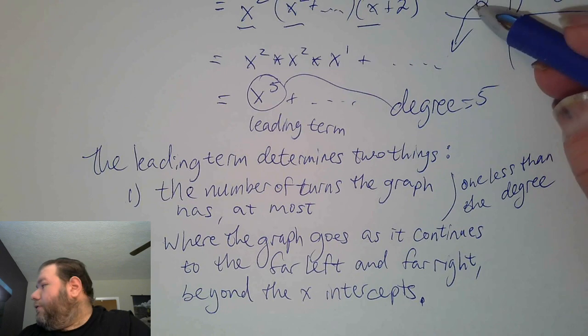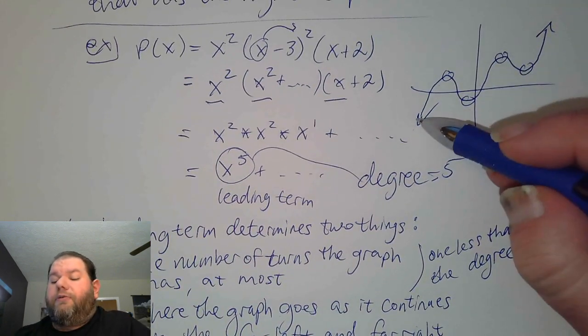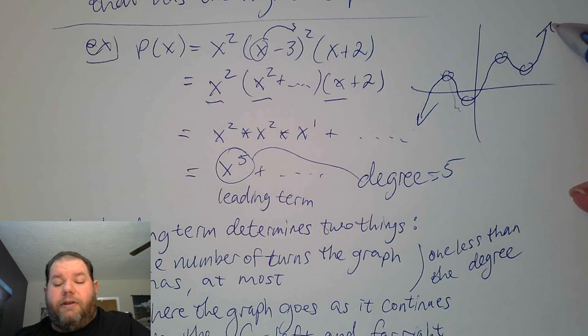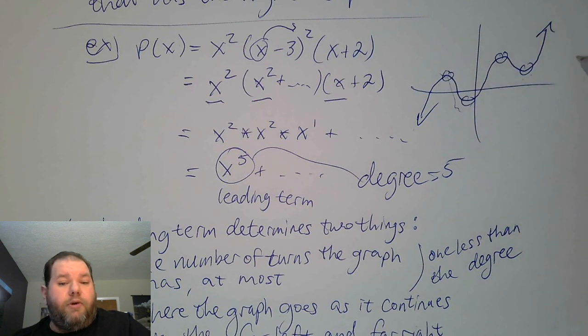So it's going up, going down, going up, going down, and it's going up again. So it changes direction 4 times. Now it may have that at most. There's no guarantee it will have 4 turns. It could have less than that, but not more than.